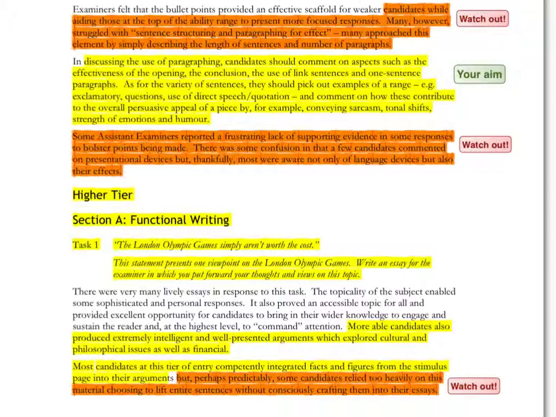We're talking about the structure of the piece. How does it open? How does it end? As well as the types of sentences that I mentioned earlier. Some examples here of what you can do as well.